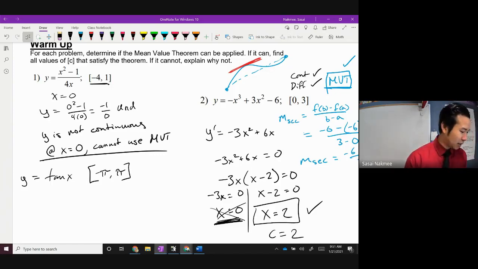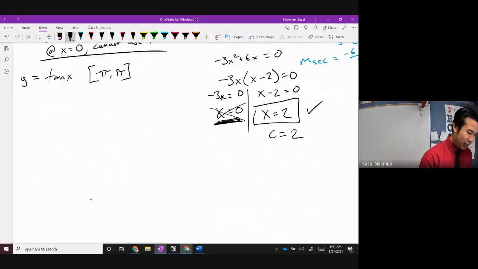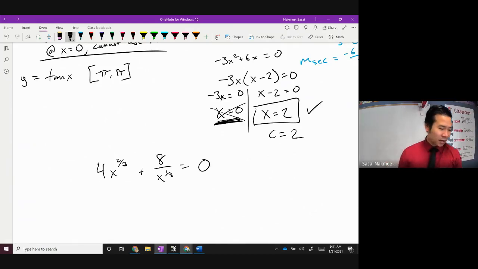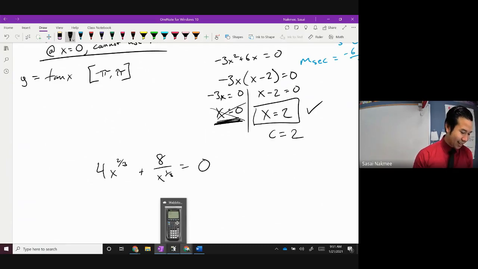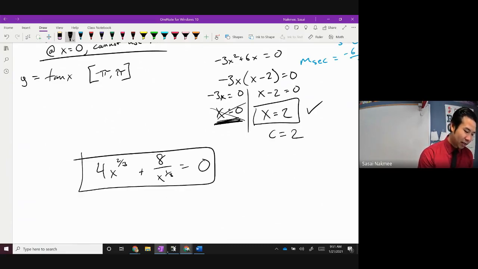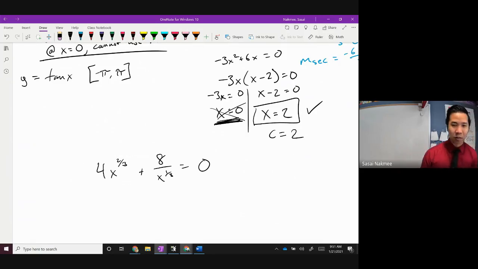When I was looking at the problem yesterday, one of them had a fraction with the variable in the bottom. I think we came across a problem that looked something like 4x to the 2/3 plus 8 over x to the 1/3 equal to 0. And the student who came by was struggling with solving this. Like I said, solving an equation like this isn't calculus. This is something you practice in pre-calc or even algebra 2.